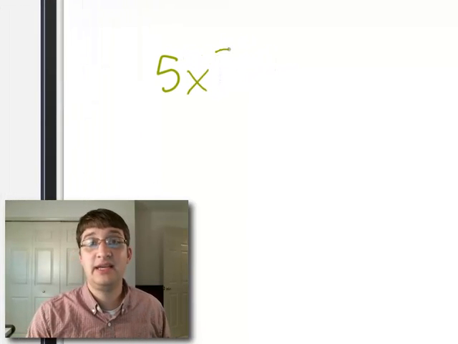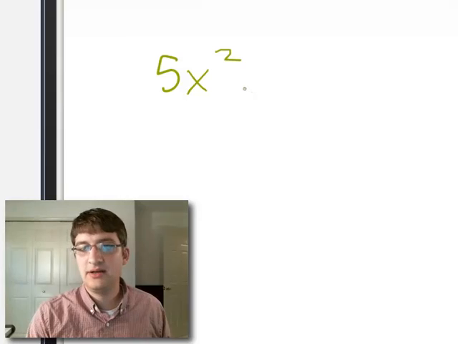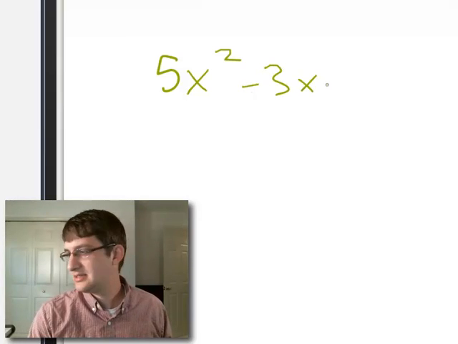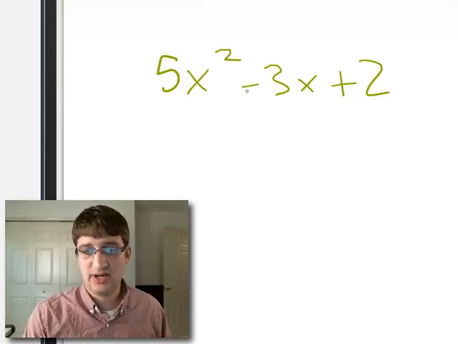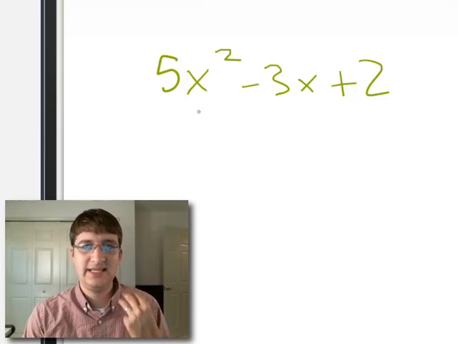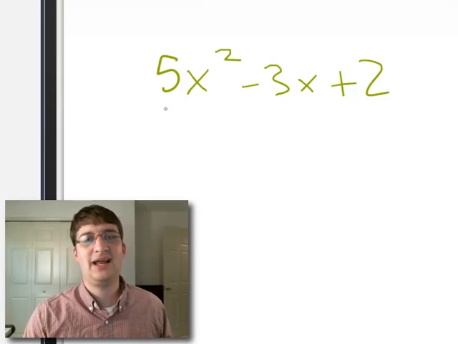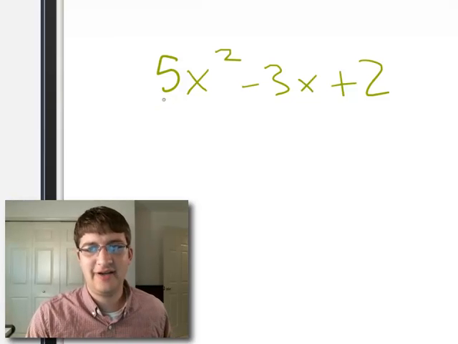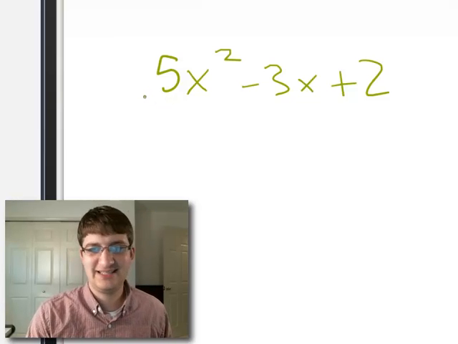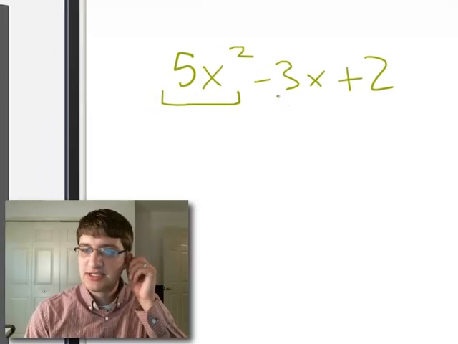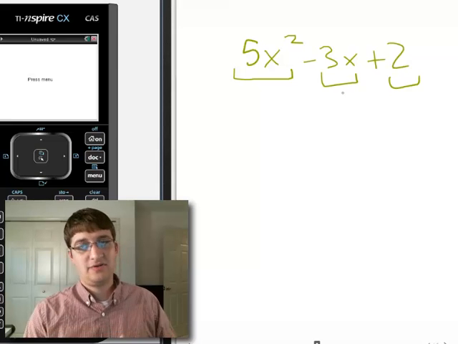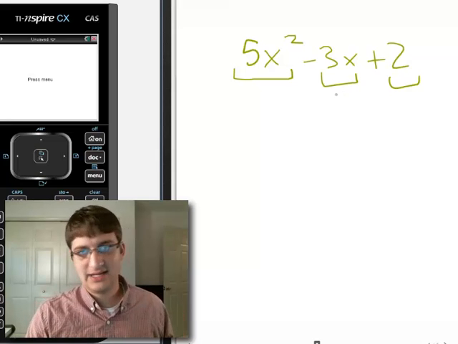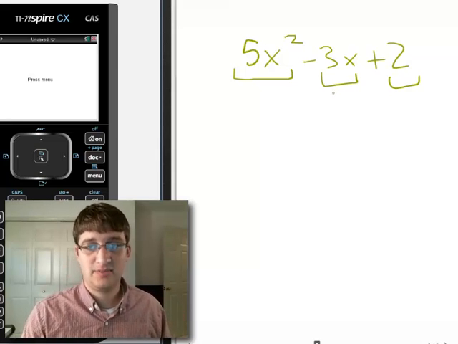So let's say we have the expression 5x squared minus 3x plus 2, okay? This is an expression. It has three terms. A term is what I like to just call a chunk of algebra, okay, or a slice of algebra. So these are just the terms here. So 5x squared is a term, negative 3x is a term, and 2 is a term, okay?